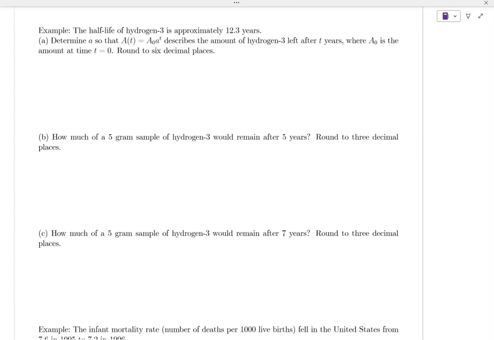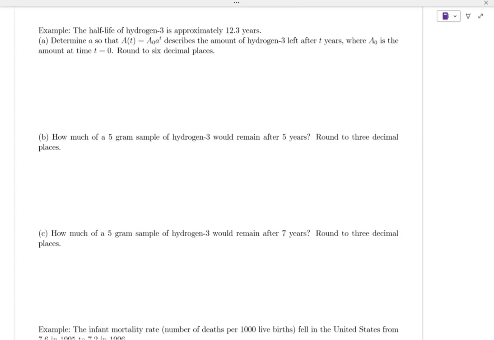This one is asking us to actually model what looks like exponential decay. When it's talking about half-life of a particular atom, it tells you the amount of time it takes for half of the atoms to go away. That's what exponential decay is, at least in terms of atoms. So in 12.3 years, you would have half as many atoms as what you started with. So rather than doing a doubling or a tripling, in this case, we're halving.